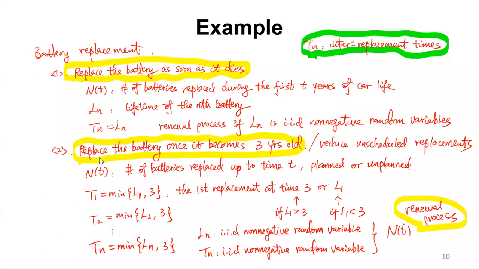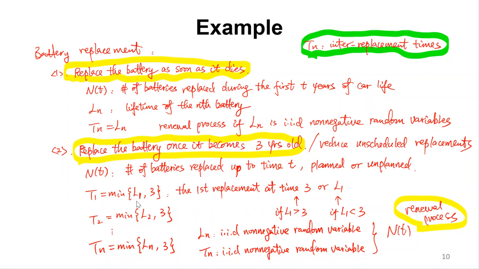So this is the first policy: we replace the battery upon failure. The second policy is we replace the battery once it becomes 3 years old. So this one obviously is a renewal process. In the second policy, our main objective is to reduce unscheduled, unplanned replacement. So whenever it becomes 3 years old, we replace it. N(t) is the number of batteries replaced up to time t, planned or unplanned.